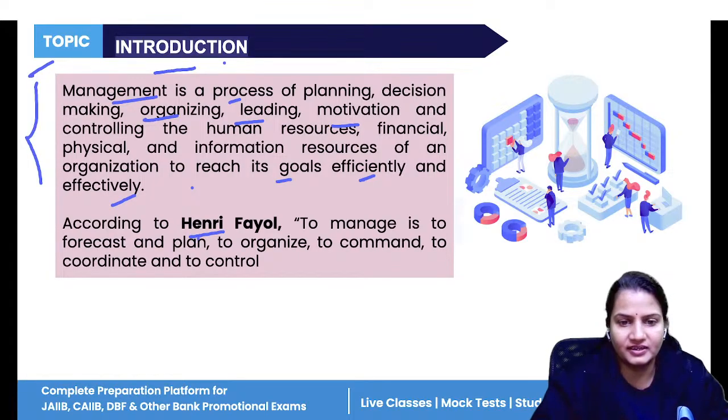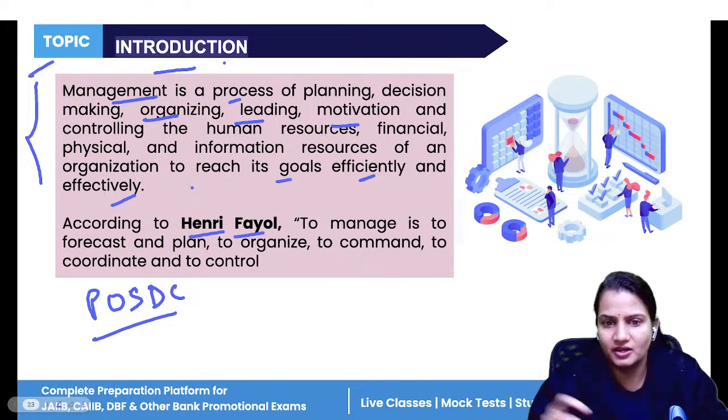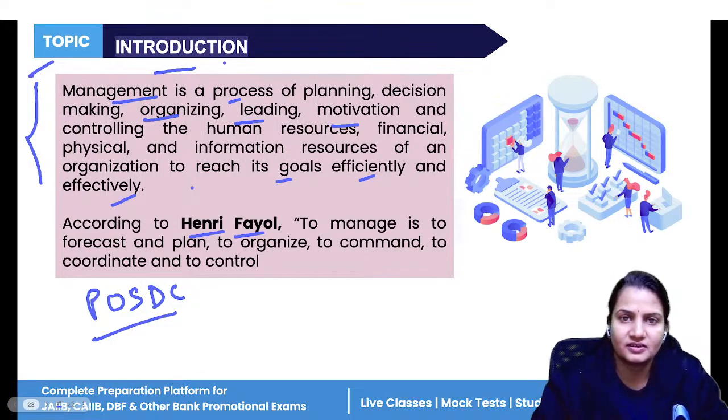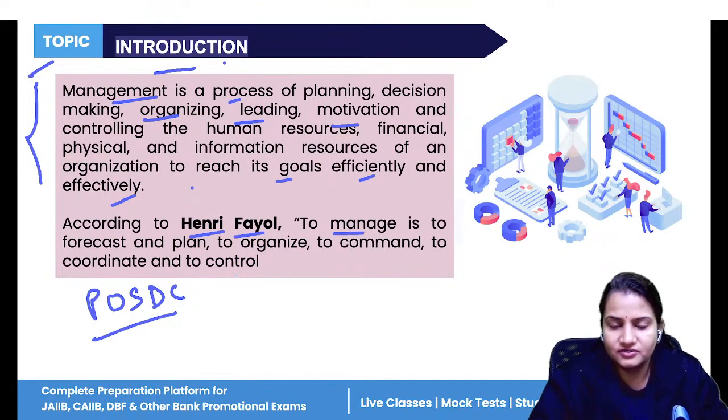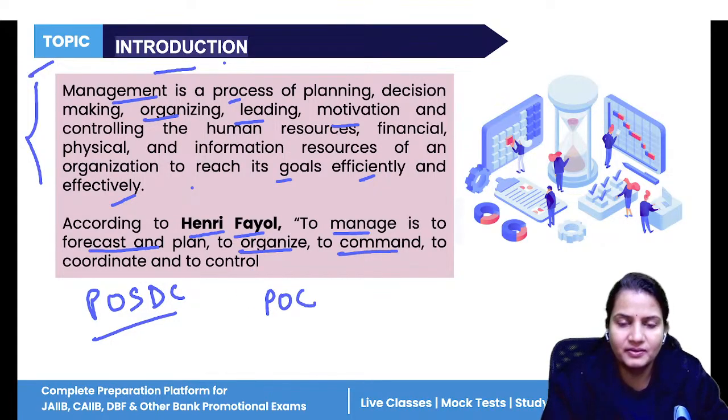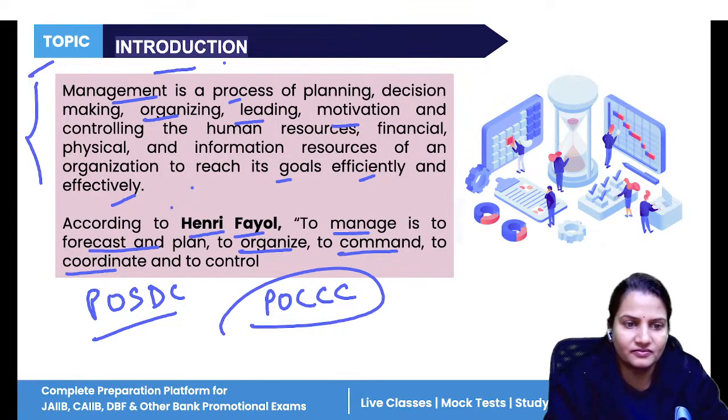Henry Fayol has said that the functions of management are normally planning, organizing, staffing, directing, and controlling. But Henry Fayol has given these terms in a slightly different manner. Only the names are changed; the context is the same. What is to manage? To manage is to forecast and plan, to organize, then commanding, which means directing and giving orders, coordinating, which means helping each other to work in a group, and last is controlling. This is what was given by Henry Fayol.